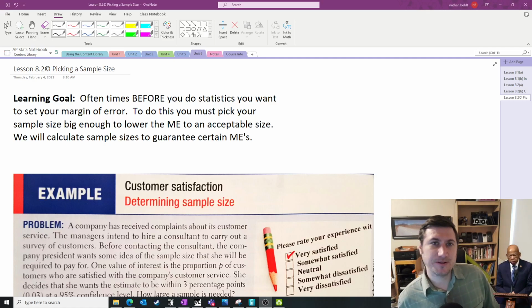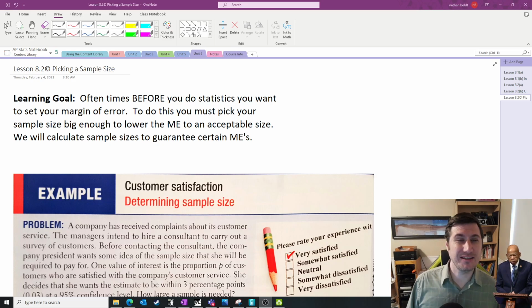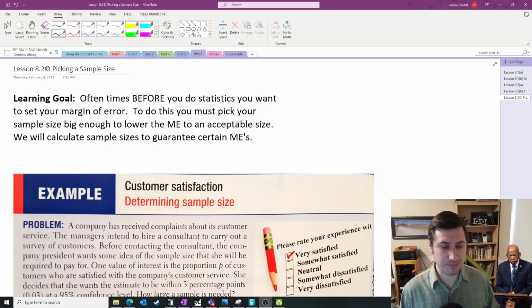Hello AP Statistics students. In this video, we're going to take a look at what it takes to set your margin of error. Oftentimes, you want to set your margin of error before you do a sample and before you do statistics, because how terrible would it be if you did all this work to take a sample, to do a confidence interval, and at the end of the day, your margin of error was like plus or minus 20%? Well, your data is worthless, and that's too big of a margin of error to have it be swinging 20%. Your numbers wouldn't mean anything.